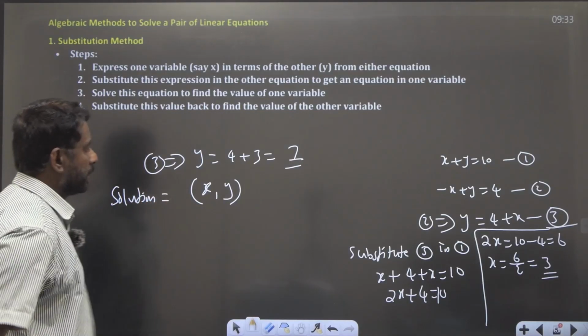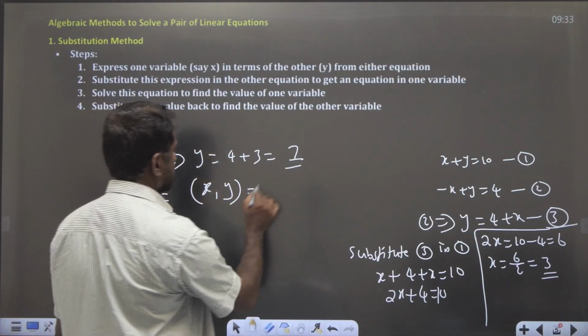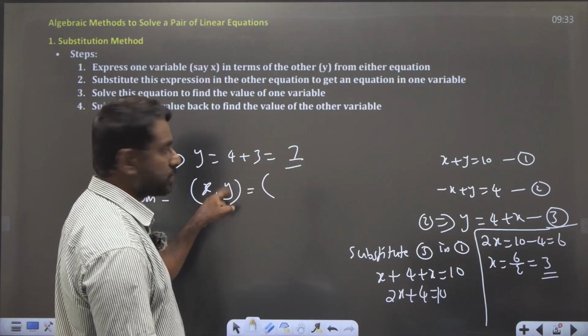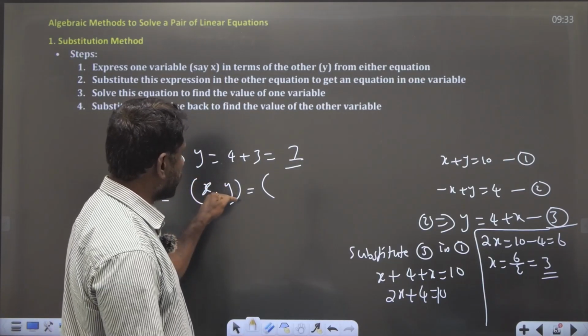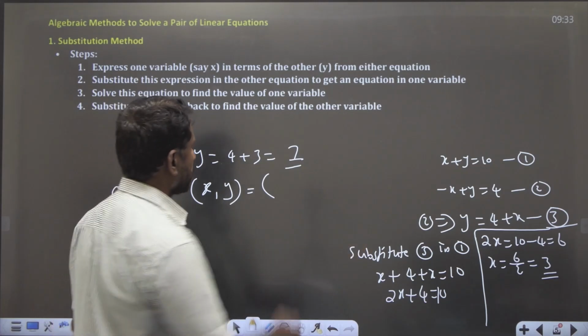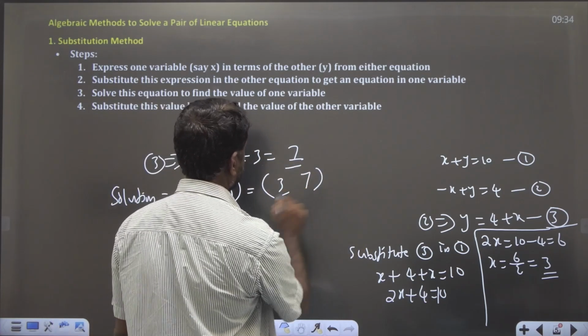Solution is equal to the ordered pair (x, y). First you write the value of x, then the value of y. What is x? That is 3. What is y? That is 7.